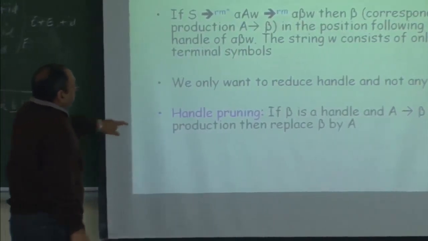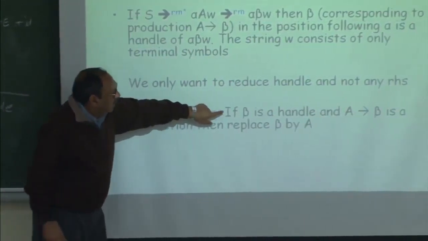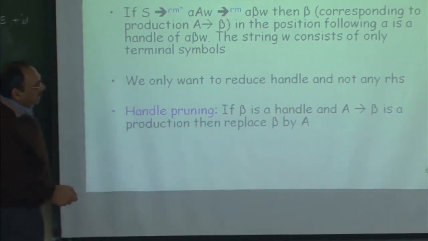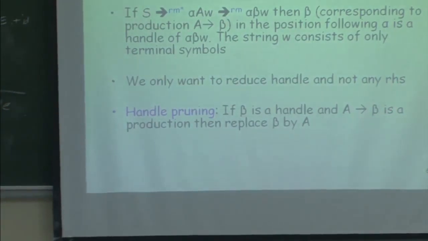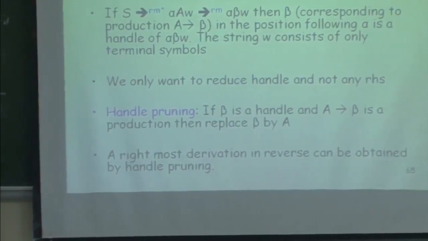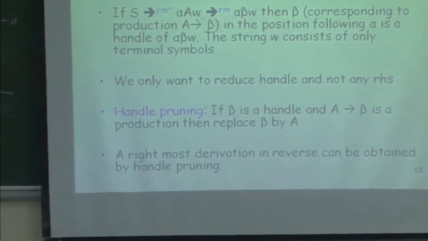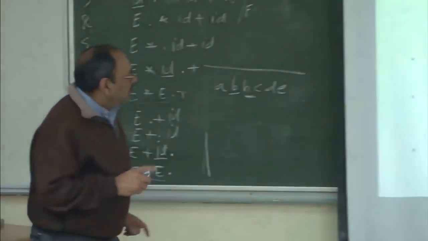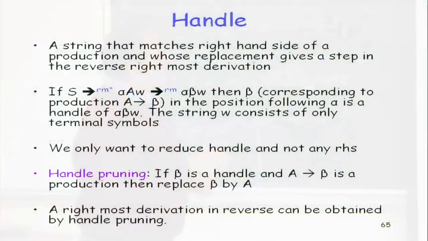And then what is handle pruning? Handle pruning says that if beta is a handle and A going to beta is a production, then replace beta by A, and a rightmost derivation in reverse can be obtained just by handle pruning. So the question now is, in a bottom-up parser, how do I identify a handle? Because if I can identify a handle, then my job is done. So the whole construction of a bottom-up parser is through handle pruning and the method of identifying a handle.